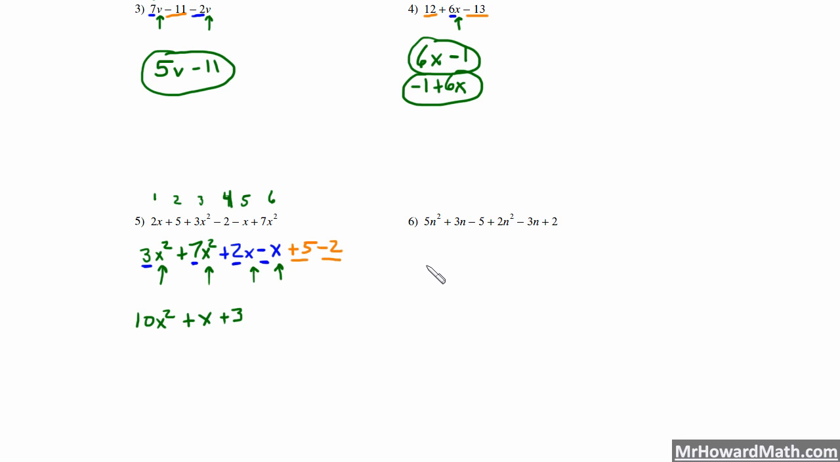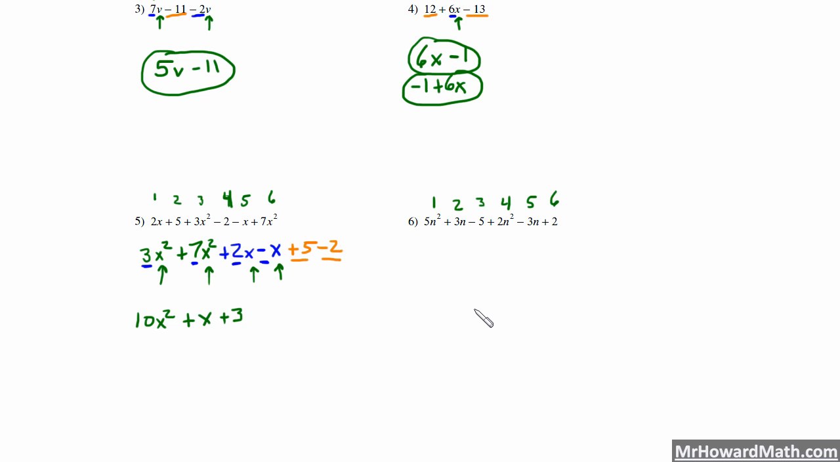All right, next, and the final problem here. We have 5n squared plus 3n minus 5 plus 2n squared minus 3n plus 2. So we have how many terms? We have 1, 2, 3, 4, 5, 6 terms there. So 6 total terms. Each term, remember, is separated by an addition or subtraction sign.